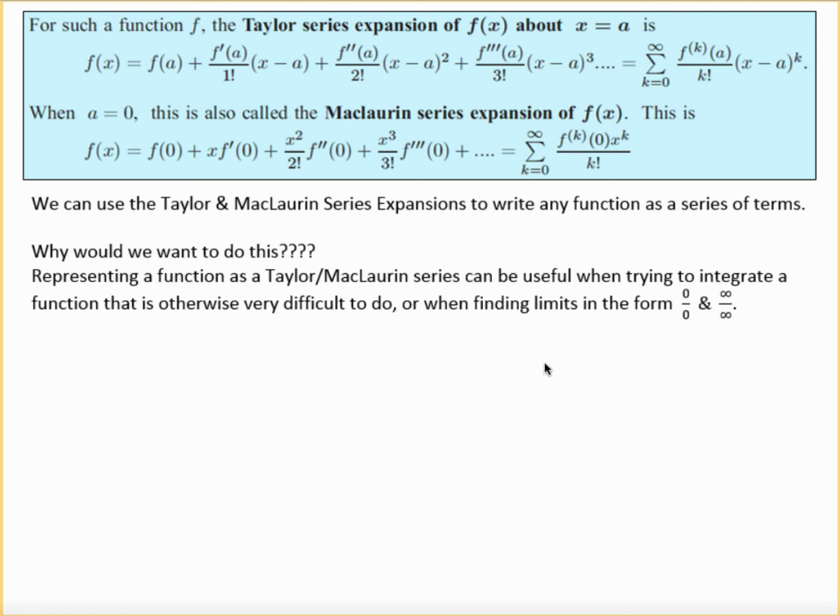Okay, so today is just going to be all about writing these expansions, figuring out how we can get them written, and then we're going to play with them. Basically, we can use the Taylor and Maclaurin series expansions to write any function as a series of terms. And that's pretty useful when you're trying to find limits, or when you're trying to integrate a function that's really hard to do or is indeterminate.